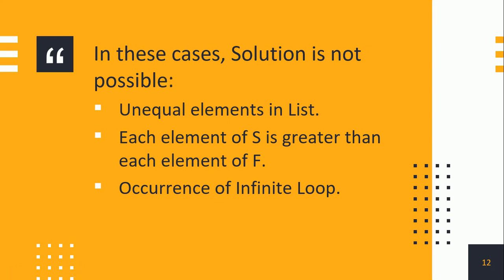The first one is unequal elements in the lists. For example, F has 3 elements and S has 4 elements. So you can't get a solution in this case. The second possibility is each element of S is greater than each element of F. We have just discussed this example, right? And the last possibility is the occurrence of an infinite loop. So this is about PCP.